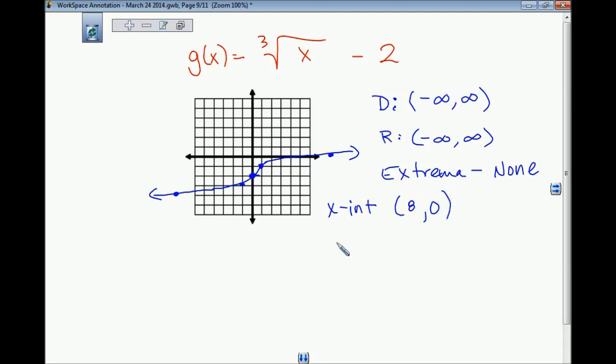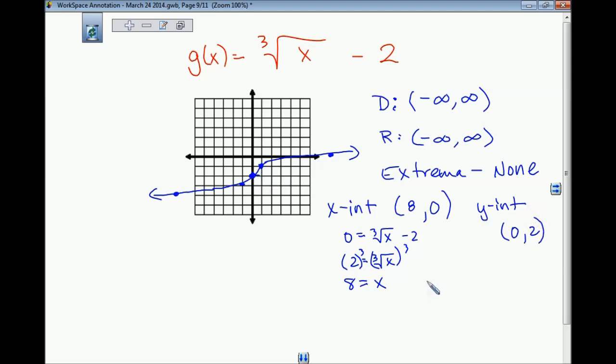Good. Now we can solve it algebraically. We say 0 equals the cubed root of x minus 2. Move the 2 over. Cube both sides. Or if you had better graph paper, it would just show up. All right, y-intercept. That would be 0, negative 2. We can read it straight off the graph.